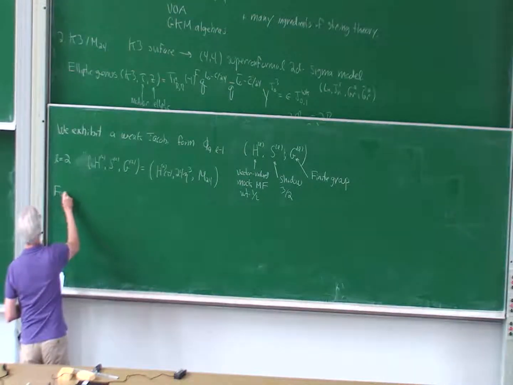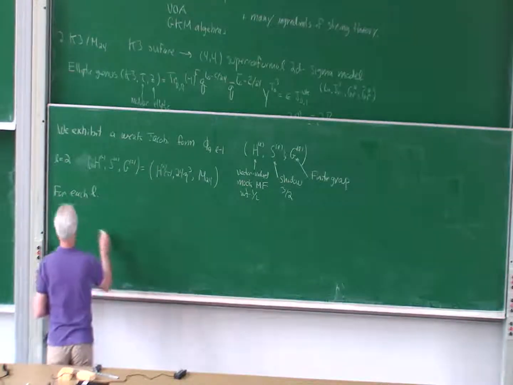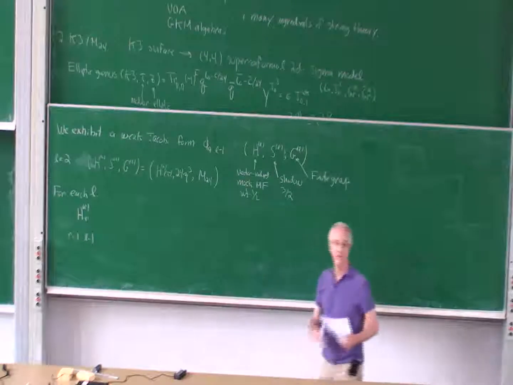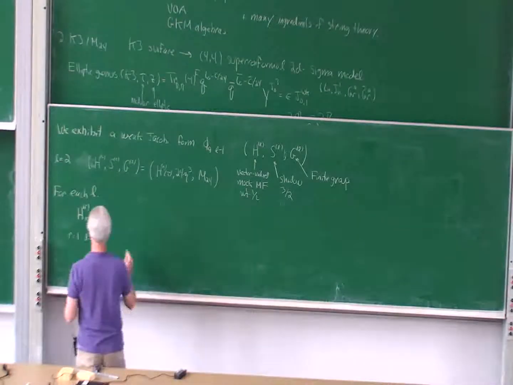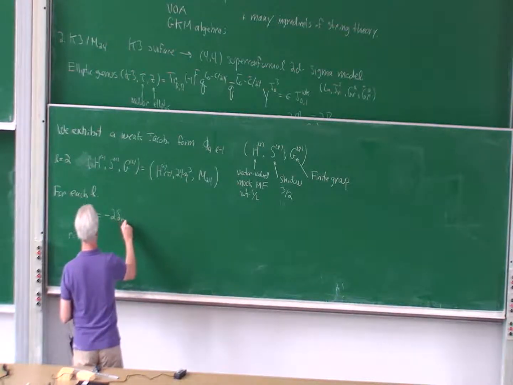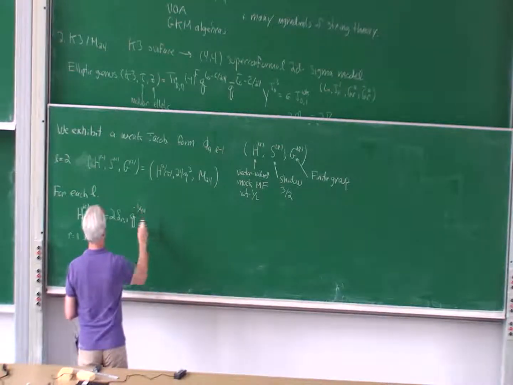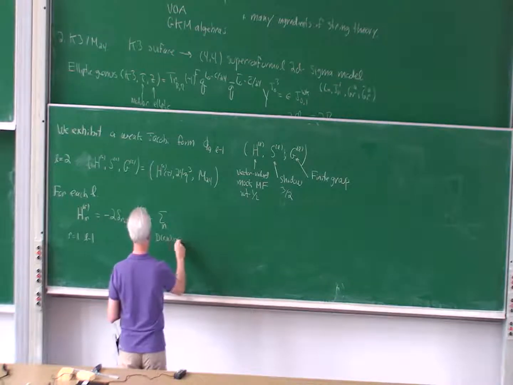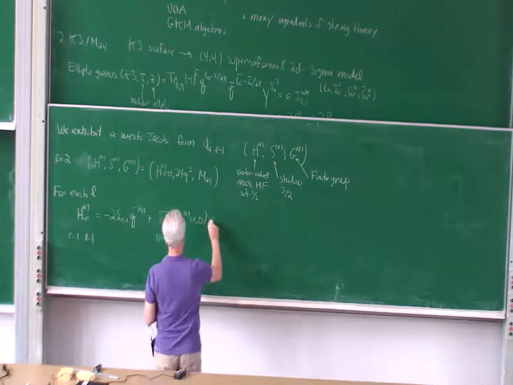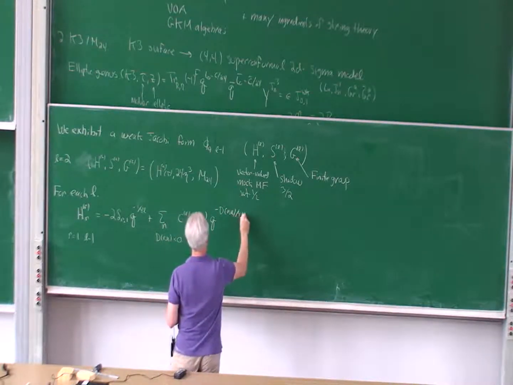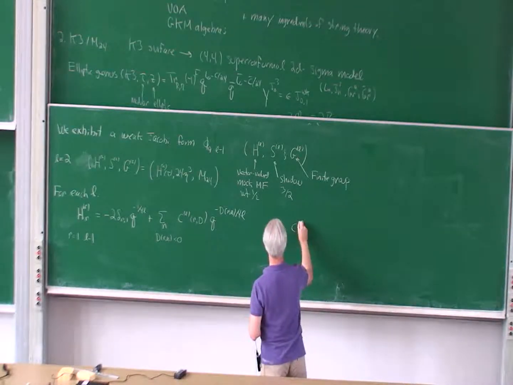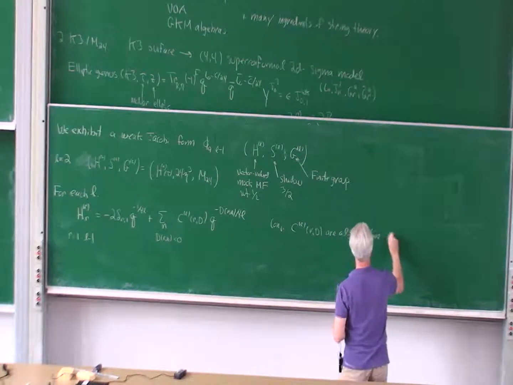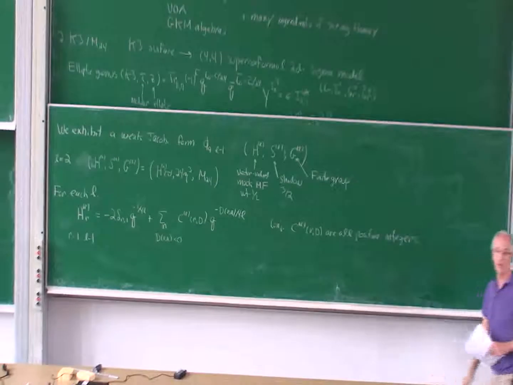So for each L in this list, we will have L minus 1 components in our vector-valued mock modular forms, and they will have a q expansion, which generalizes the q expansion of the mock modular form related to the elliptic genus of K3, with some coefficients, and then q to the minus the discriminant over 4L. And we conjecture that these coefficients are all positive integers. This is true up to order 100, at least, in this expansion.